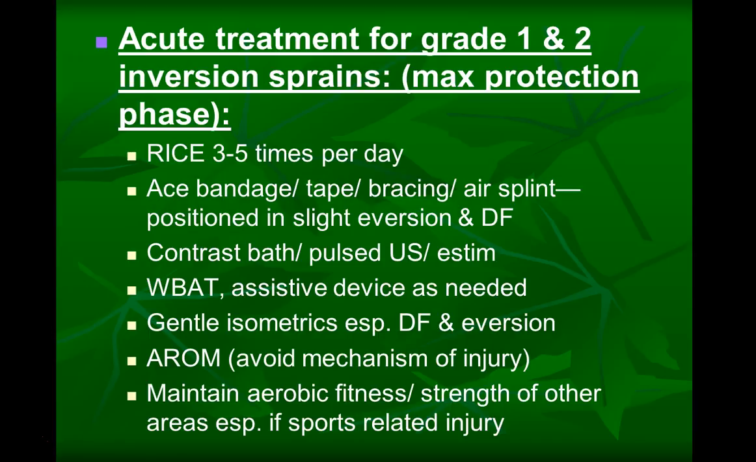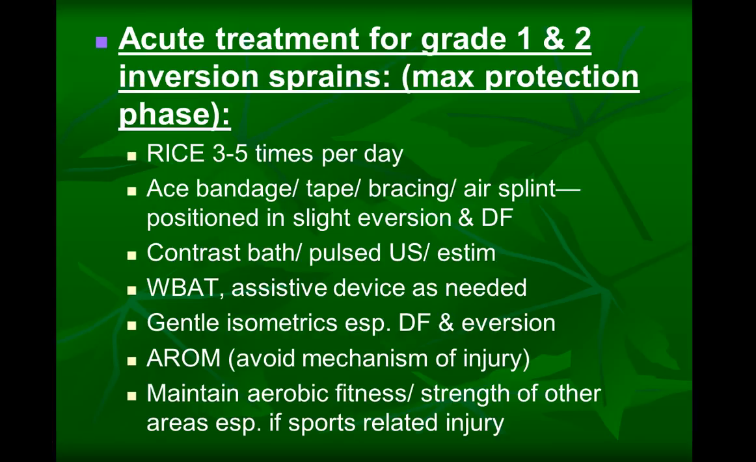Typically, weight bearing is not going to be limited. You want the patient to be weight bearing as tolerated. They will probably want to use an assistive device, more so those grade 2s than the grade 1s, but an assistive device can help unweight, especially if there's quite a bit of pain too. If we're going to do some gentle exercises to start with, they're going to be isometrics, especially dorsiflexion and eversion. You're avoiding the mechanism of injury. You're going to do that with active range of motion as well.